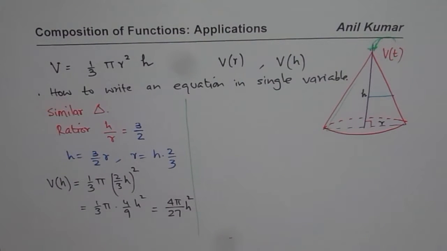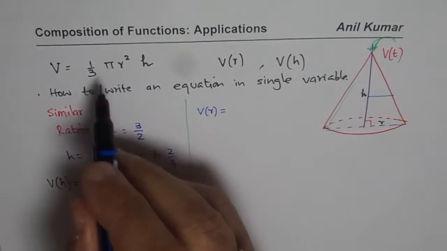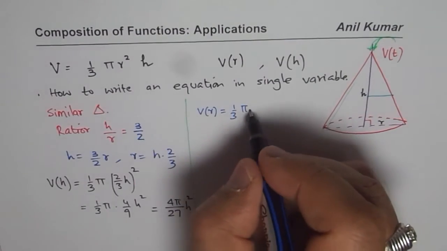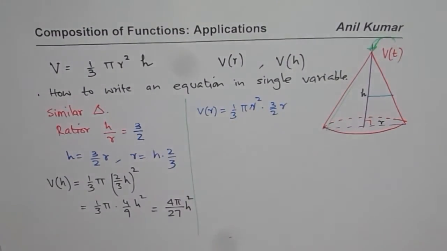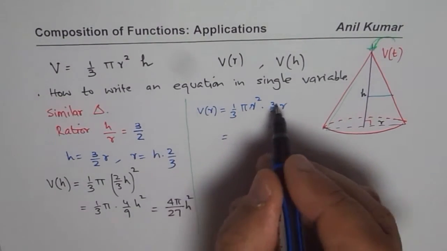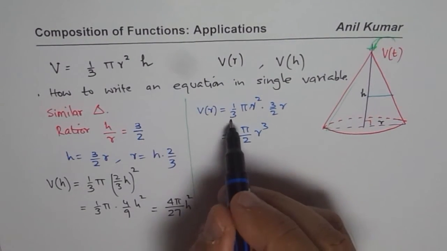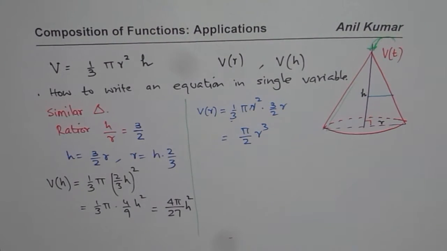Now you can do the same calculations for volume with respect to radius. So you can say volume as a function of radius should be the same volume expression, 1 over 3 pi. You need r, so keep r as such. Instead of height, write down 3 over 2 r. Perfect. Now you can simplify this. So 3 and 3 cancel, so you get pi over 2 r cube, correct? So pi over 2 r cube is the volume in terms of radius.